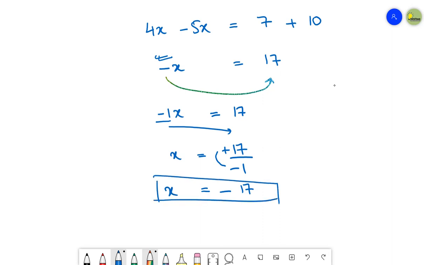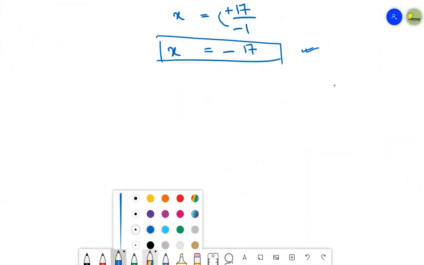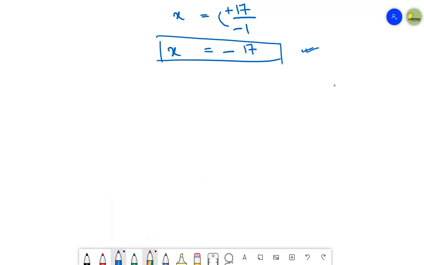In this way, you have removed the minus sign with x, right? You need to shift this minus to 17. So x will become positive and this minus will be written with 17. That gives you the answer minus 17. Okay, so this is how we have done part B. Now let me do part C for you.